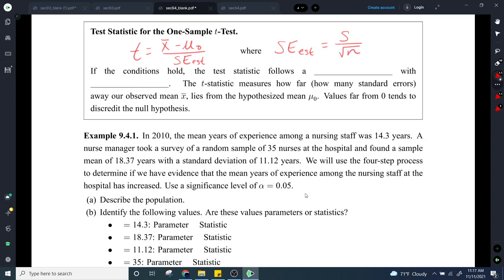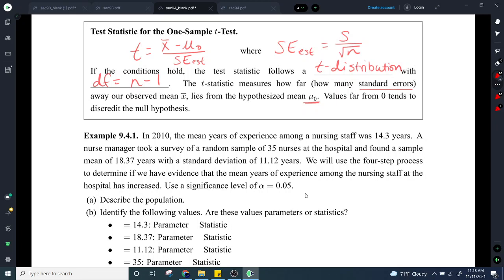If the conditions hold, the test statistic will follow a t-distribution with degrees of freedom, and remember, degrees of freedom is always n minus 1. The t-statistic measures how many standard errors, just like in the previous part of the course, we are away from our observed mean x bar. So what we're looking at is how far away our sample mean lies from what we expected it to be, which was mu naught. Values far away from 0 tend to discredit the null hypothesis.